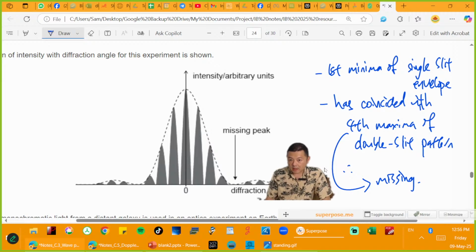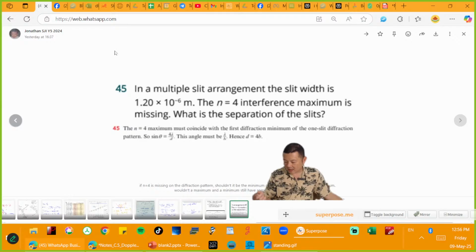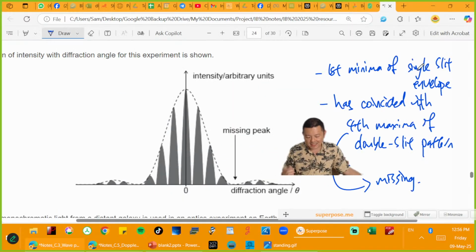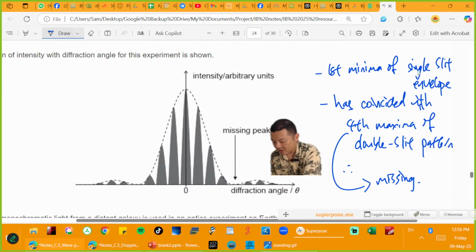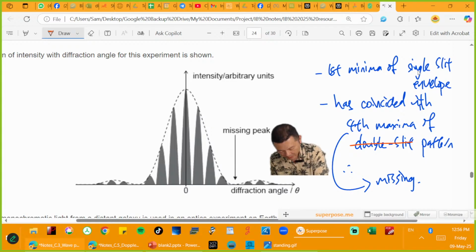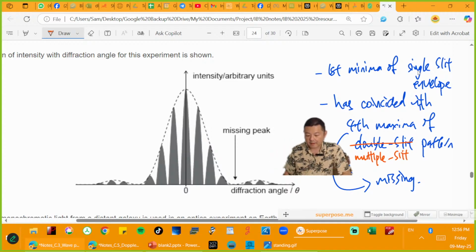Right? But for the question you sent me, they're talking about what? They're talking about a multiple slit, right? So it's essentially the same thing. It's just that we change this to a multiple slit pattern.